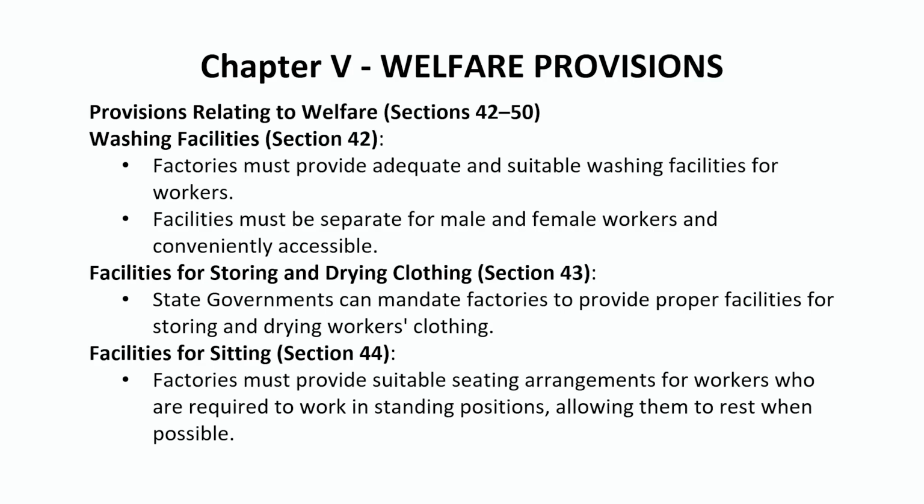And first aid appliances have to be given, so a first aid box has to be there in the factory, and an ambulance room has to be provided where the number of workers is 115. The canteen facility has to be given, so where the workers are 250 or more, they must provide canteens, and the rules relating to food, hygiene and pricing have to be indicated.